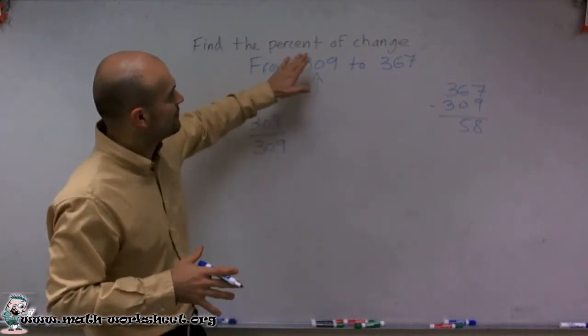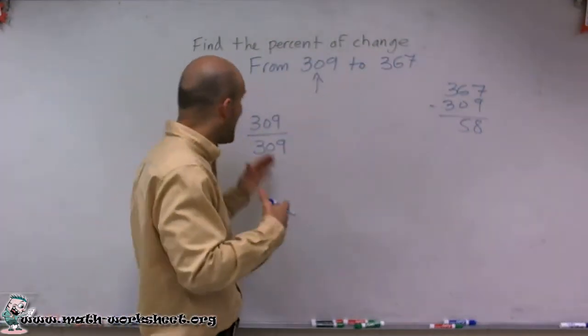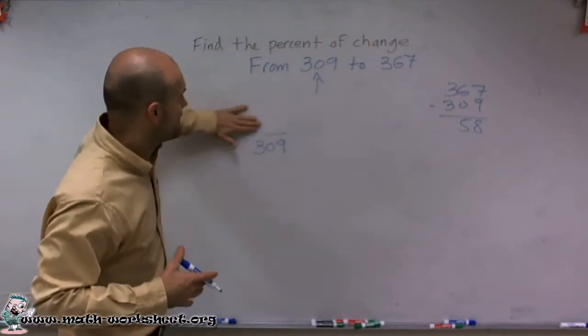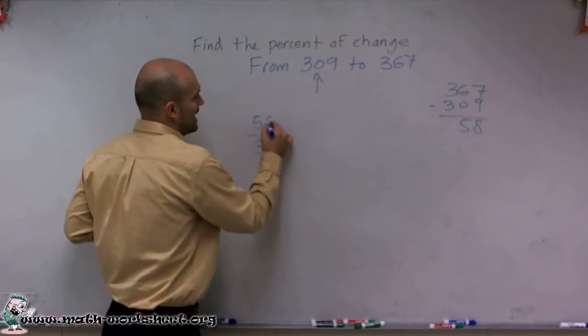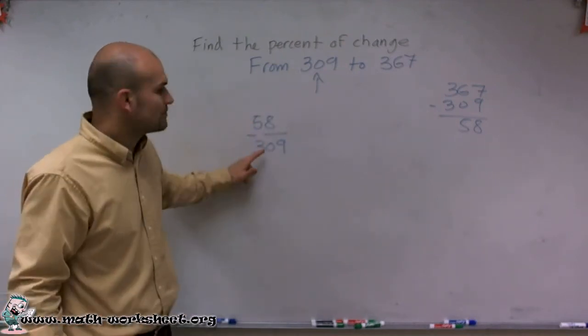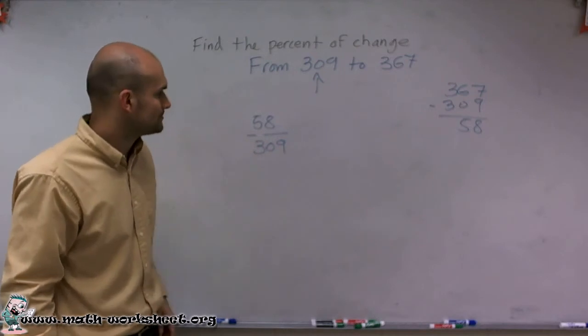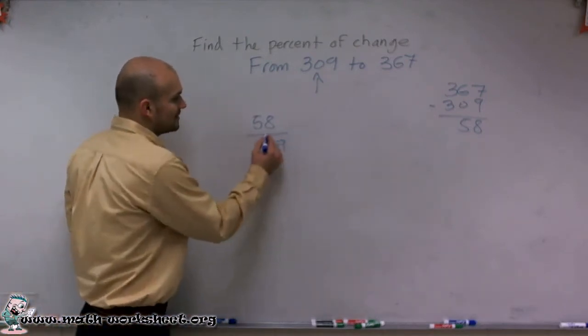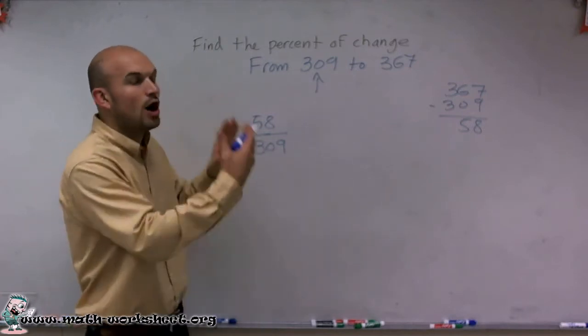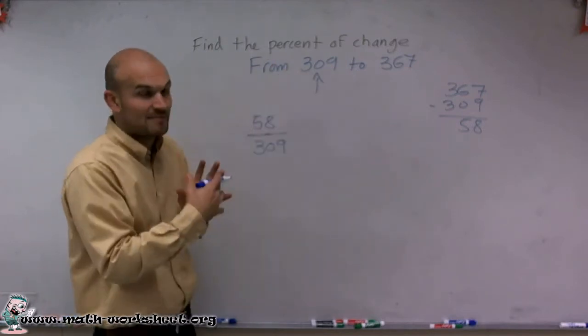But what they're saying is there was a change of units. So out of 309 units, I only had 58 of them change. So what you can see is the change is going to be a part, and 309 is going to be my whole. 309, again, is what I initially started with. That's my whole. 58 is the part that changed out of my whole.